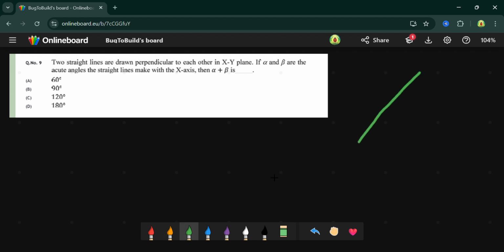Two straight lines, let this be L, and here will be M. So two straight lines in the xy plane. This is in the xy plane, and it is given that they are perpendicular. So this is perpendicular.